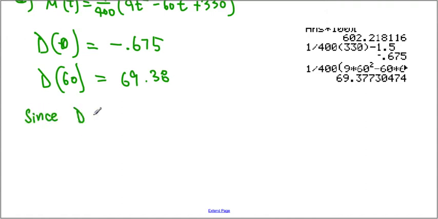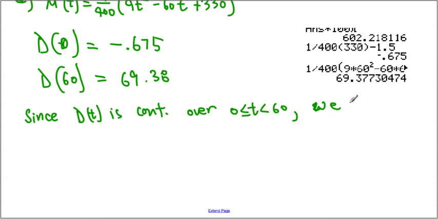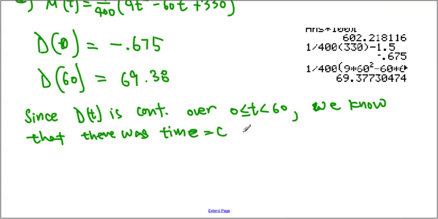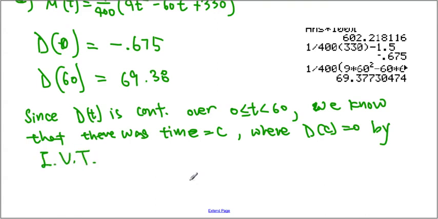Since d of t is continuous over t goes from 0 through 60, we know that there was a time equal to c where d of c is equal to 0 by the intermediate value theorem. All right, that's it.